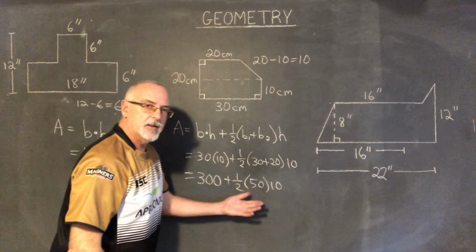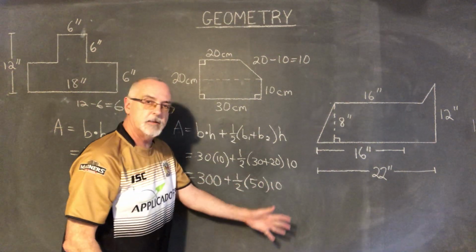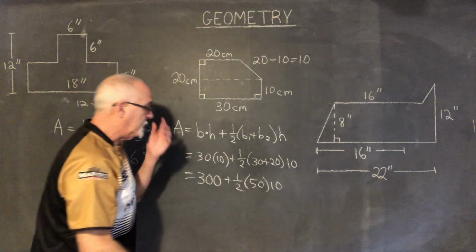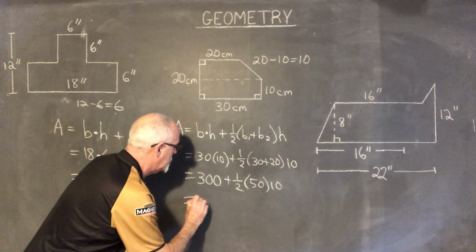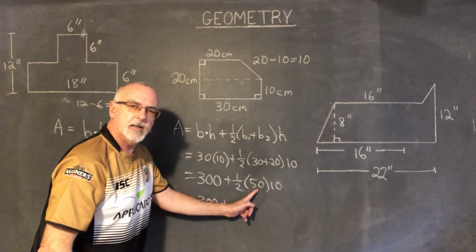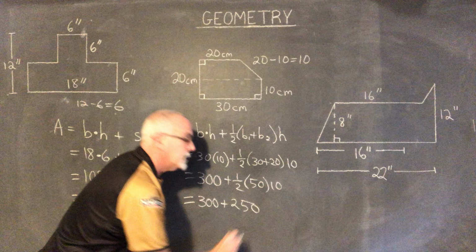Okay, now I have a choice here. I can say half of 50, I can say half of 10, I can say 50 times 10. There are different ways of doing it because these three values are being multiplied. So we have choices and we will get the right answer. The 300 is being added to half of 50, which is 25, and 25 times 10 is 250. I'll do it that way.